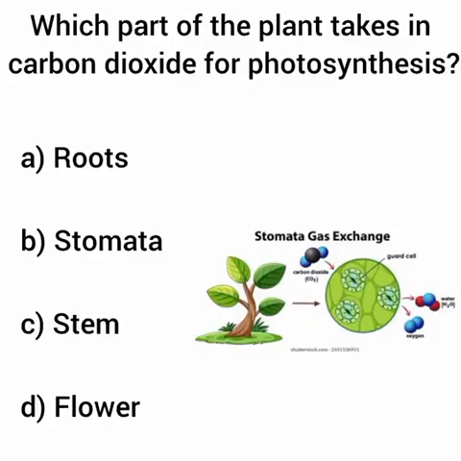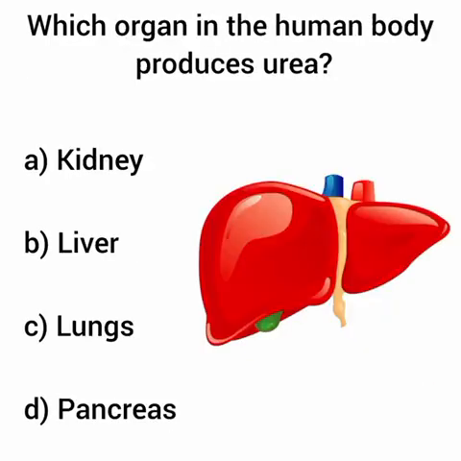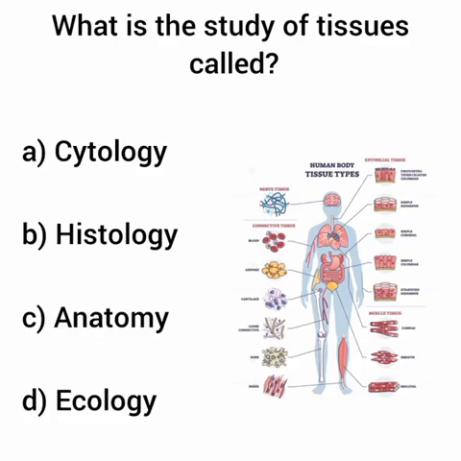Which part of the plant takes in carbon dioxide for photosynthesis? Answer B. Stomata. Which organ in the human body produces urea? Answer B. Liver. What is the study of tissues called?